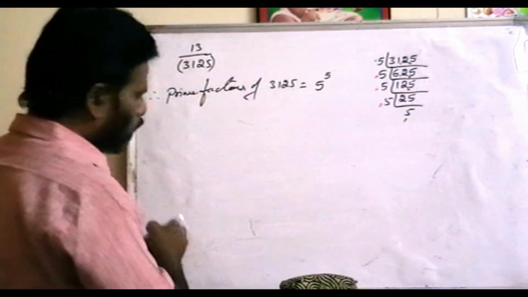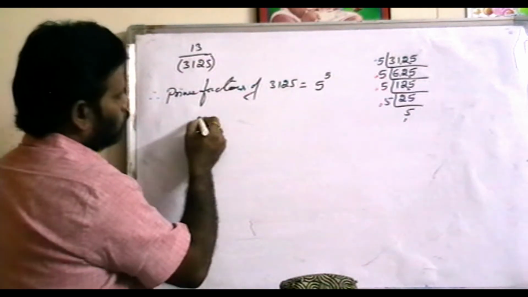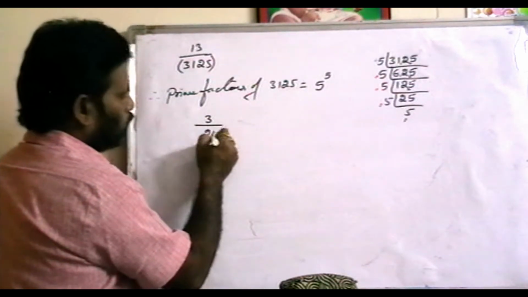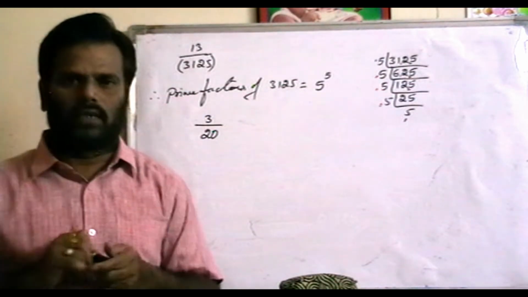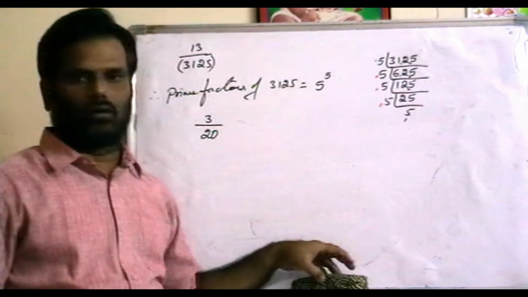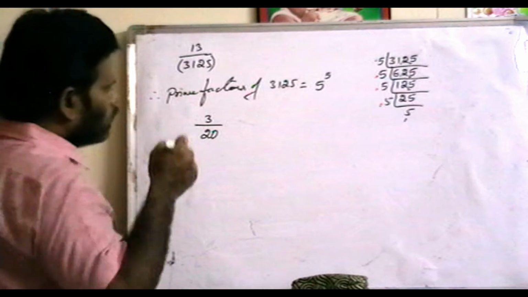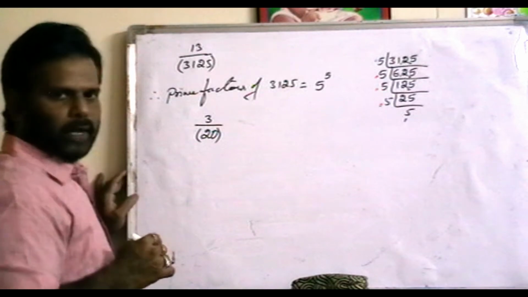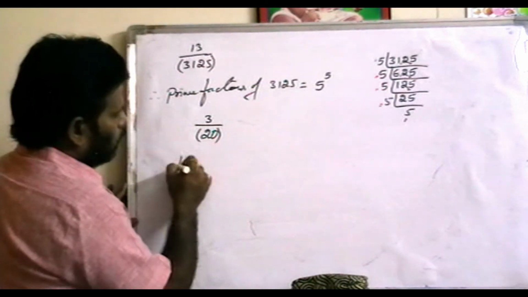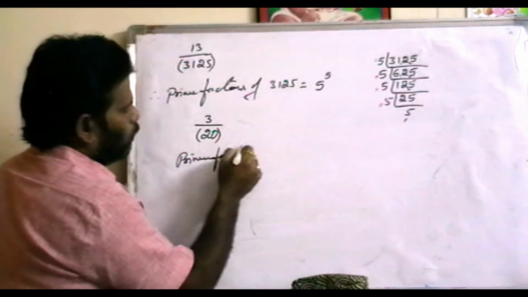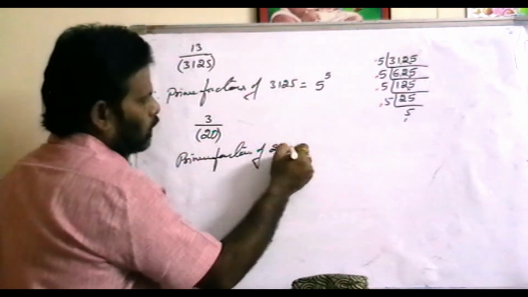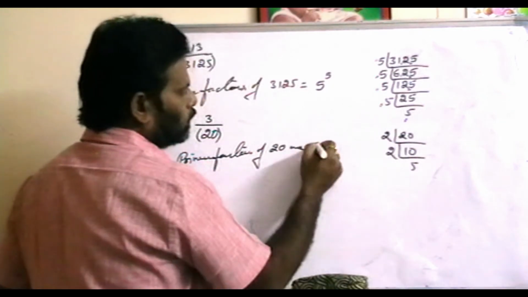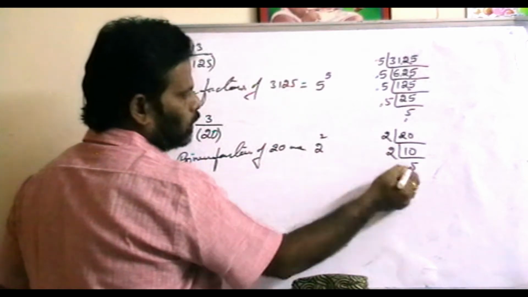Otherwise, one more example: 3 by 20. Whether it is a terminating decimal or a non-terminating recurring decimal. Again, change the denominator into prime factors. The prime factors of denominator 20: 2 tens are 20, so 2 twos are 4, 2 into 2, 2 square into 5.